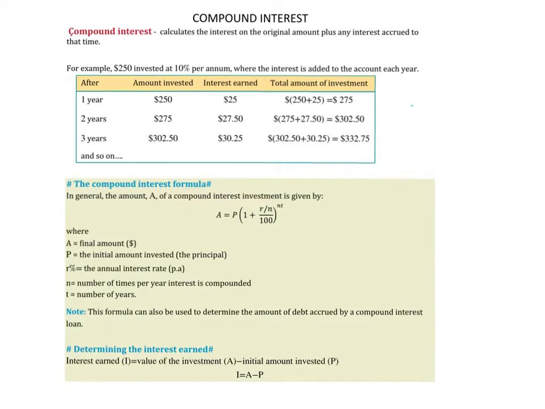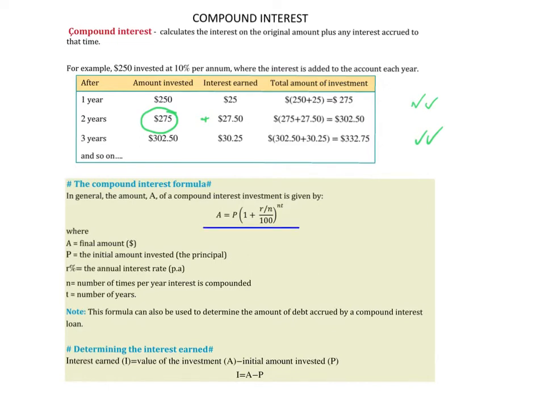Looking at this diagram here, it gives you a fairly good indication of what's happening. So on $250, the interest was $25. And so then in the second year, rather than the interest being based on the 250, it's now based on the $275. And then in the third year, it is that 275 plus the interest that it's earned. So you can see that we are increasing the amount of interest every year.